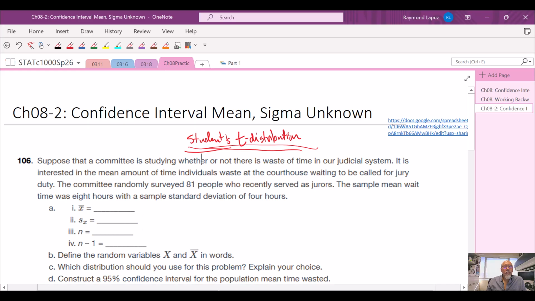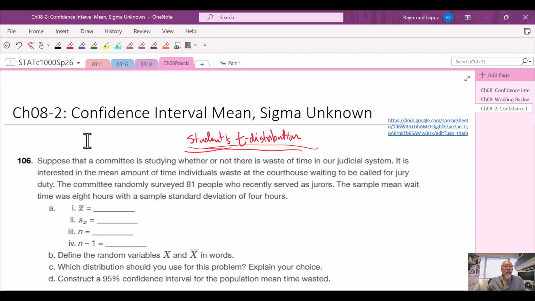It says, suppose that we have a committee that is studying whether or not there's waste in time in our judicial system. It is interested in the mean amount of time individuals waste at the courthouse waiting to be called for jury duty. The committee randomly surveyed 81 people who recently served as jurors. Sample mean wait time was 8 hours with a sample standard deviation of 4 hours.